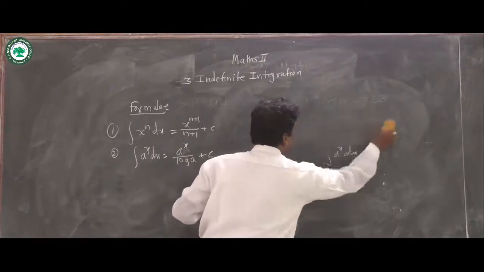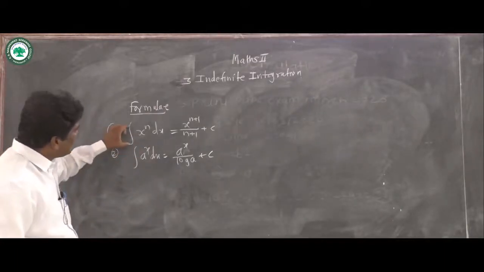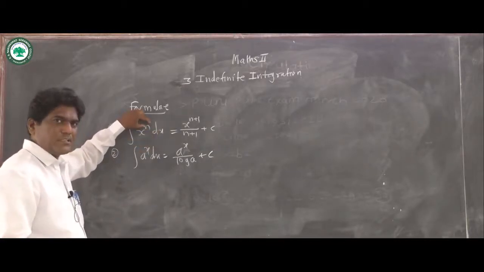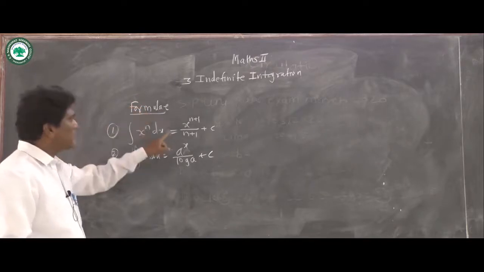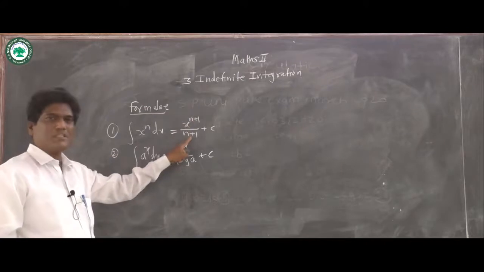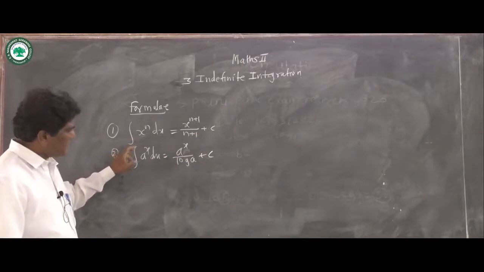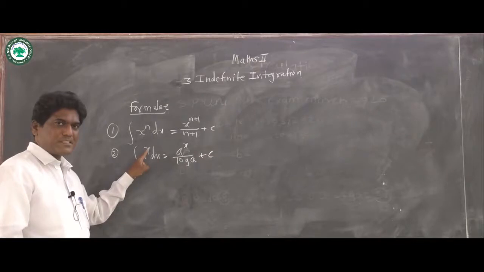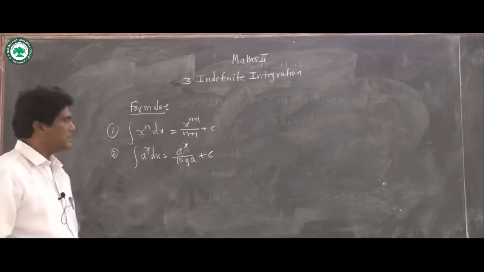Now see here, most students get confused here. Here, integration of x to the power n dx, the power n is a real number. It is positive, negative, fraction, etc. Here it is a number, and the formula is x to the power n plus 1 upon n plus 1 plus constant of integration. And the second formula is integration of a to the power x. Here x is the variable, and so the formula is a to the power x upon log a plus constant of integration.